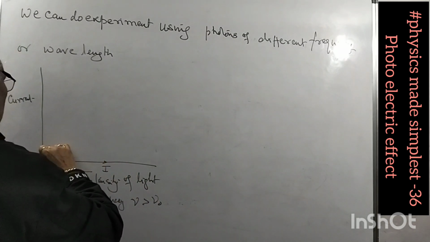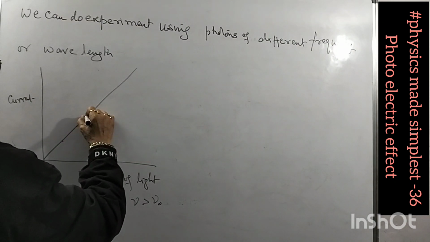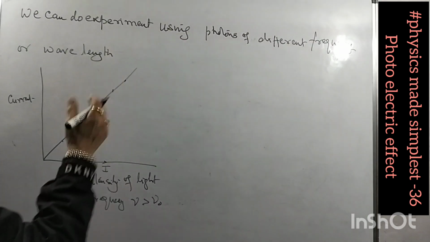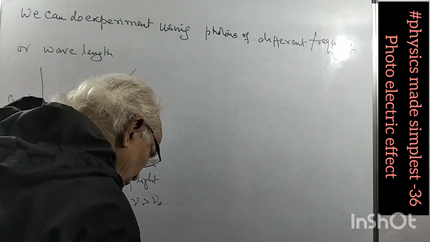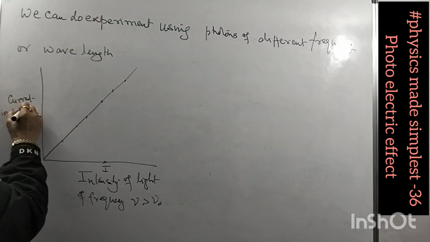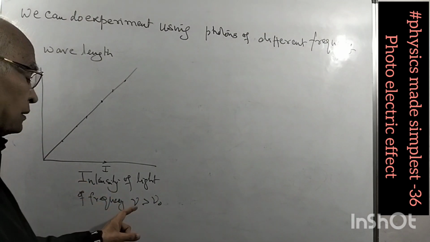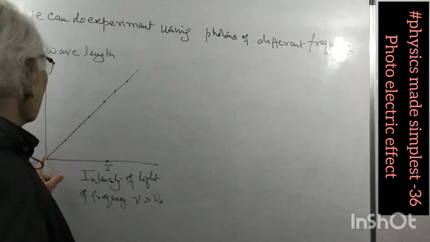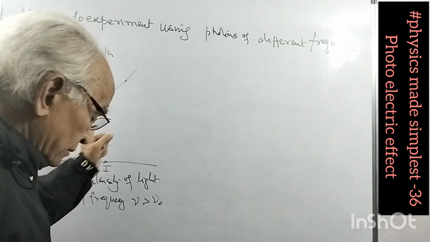It is observed that a straight line, different points may fall on this, that as the intensity increases, current also increases. So this photocurrent may be in microamperes. The intensity increases while keeping the frequency constant, but above nu naught. This will be observed like that. This is the experiment done like this.